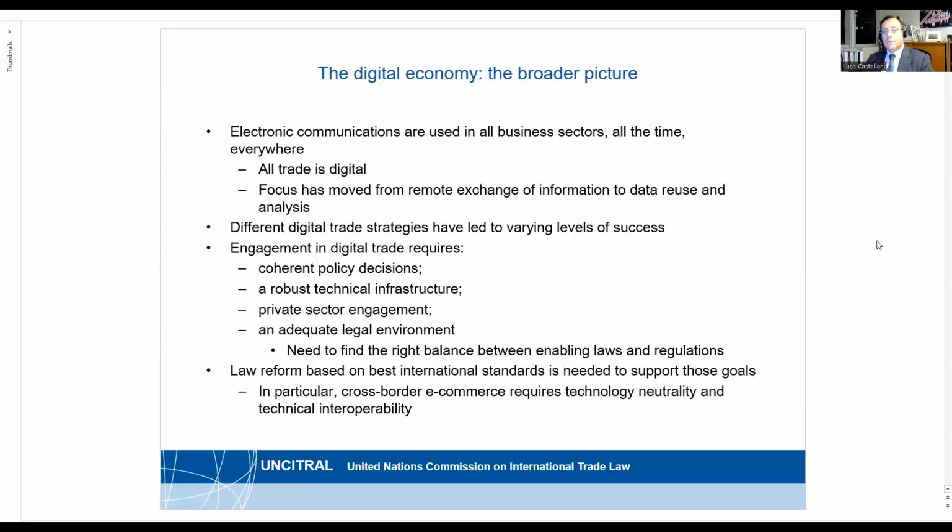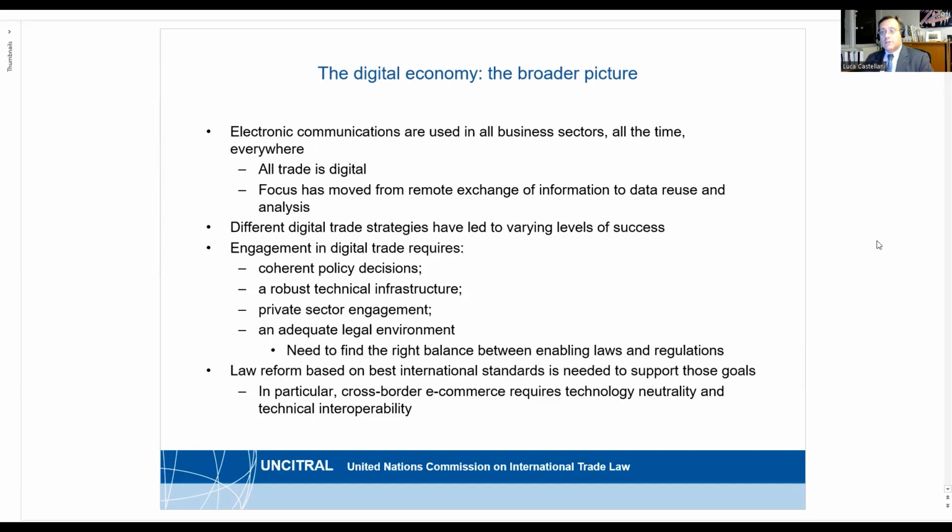First of all, what is the broader picture for the digital economy? Nowadays, we can safely say that all trade is digital. Electronic communications are in fact used in all business sectors all the time and everywhere. And I can say that there is no enterprise, no business person, no matter how small the business is, that can do away with any form of electronic communication whatsoever. In one way or the other, there must be some use of electronic means.